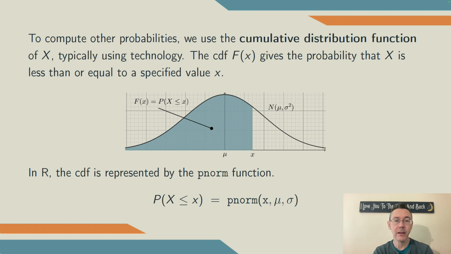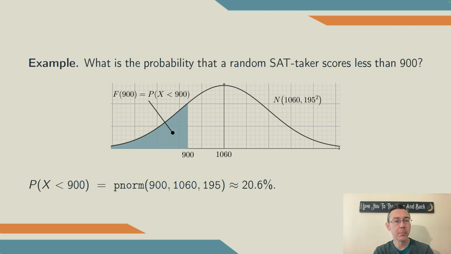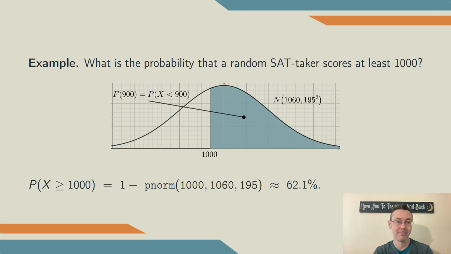In R, the CDF is coded using the command pnorm, and you specify the x value you're interested in, then the mean, then the standard deviation. For instance, what's the probability that a random SAT taker scores less than 900, as pictured here? So I'm going to compute this using the cumulative distribution function, pnorm. I'm going to feed it the value I'm interested in, 900, want to get the probability less than 900. Then I feed it the mean and the standard deviation, 1060 and 195. I get 0.206, about 20.6%.